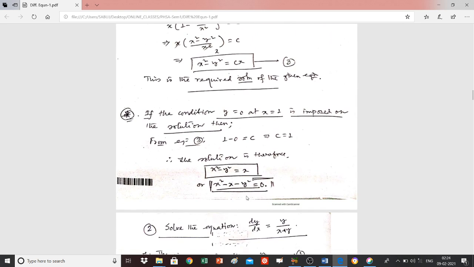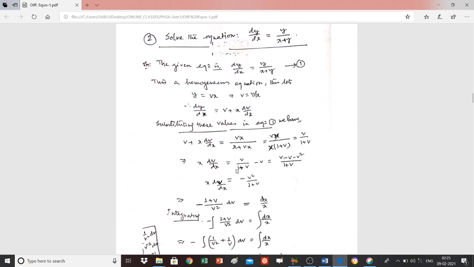And now in this solution, if you impose a condition that y is equal to 0 at x equal to 1, then what would be the value of c? So if you use the value of x as 1 and y equal to 0, you can find from equation number 3 that c would be equal to 1. So putting the value of c in this equation, you have x square minus y square is equal to x, that is, x square minus y square equal to x. This is the solution.